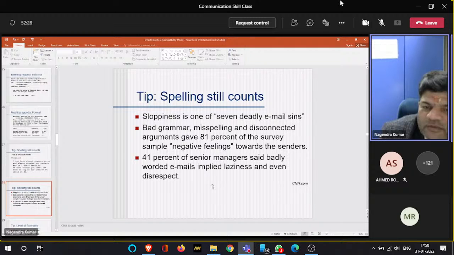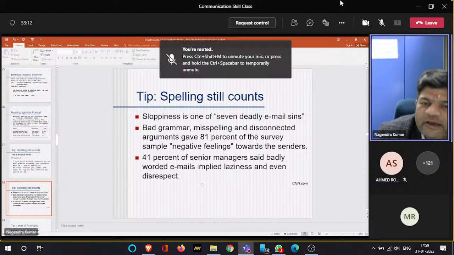And sloppiness is one of the 7 deadly email sins: bad grammar, misspelling, disconnected arguments. Well, 81% of the survey samples indicate that these create negative feelings towards the senders. 41% of senior managers said badly worded emails implied laziness and even amounted to disrespect. So that is why it is so important for you to be aware of these email etiquettes, which come closer to physical letters when it comes to the use of spelling, grammar, tone, punctuation, etc.